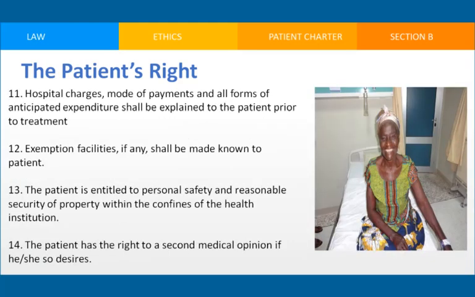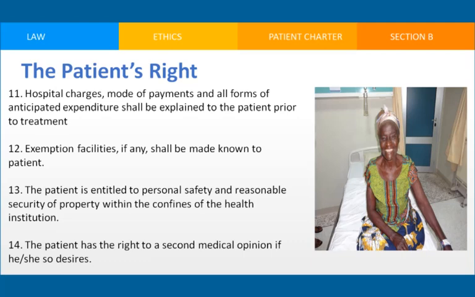Number 11, hospital charges, mode of payment, and all forms of anticipated expenditure shall be explained to the patient before treatment is done. Now, when the patient walks into your pharmacy and wants to do, let's say, a diabetes test to check their blood sugar, we don't just run the lab without taking the patient through how much he or she will be paying. So normally before a doctor does any procedure, unless of course it is an emergency, but when the patient comes to our pharmacy and is requesting any procedure, we tell them of the cost before.